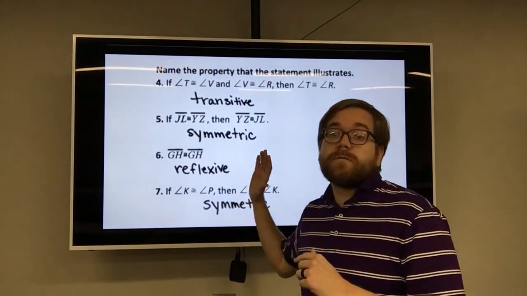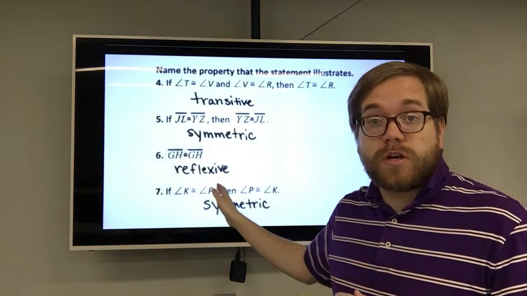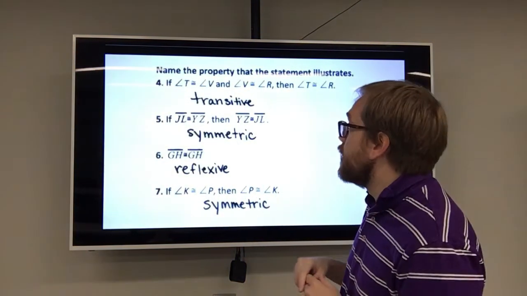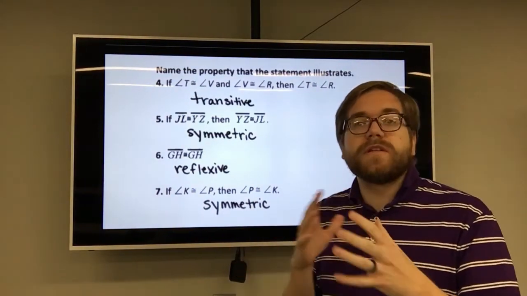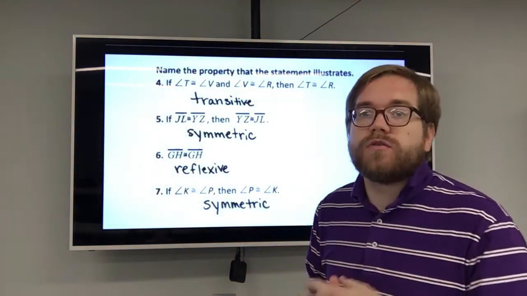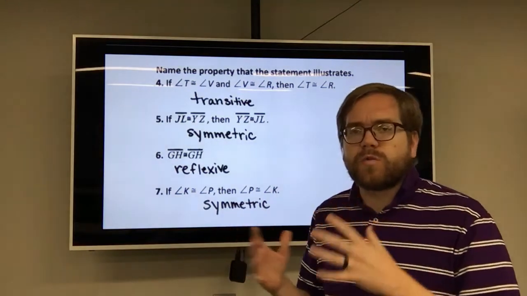These are examples 4 through 7 in your notes in the lesson that we've been working on. And so I just wanted to highlight these of identifying when these properties of congruence are being used. What type of statements are we looking for?